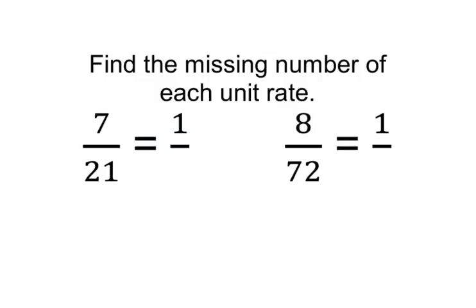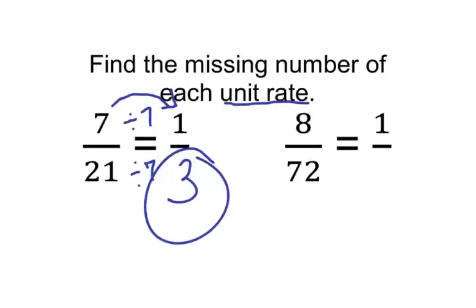Find the missing number of each unit rate. Okay, there we go. We do have a 1 in it, so I guess we can consider that a unit rate. All right, so what does it take to get from 7 down to 1? Well, obviously you divide by itself. Divide the same number. 7 divided by 7 will give you 1. So you do 21 divided by 7, and that gives you 3. So that's the missing number of that unit rate, 1 to 3.